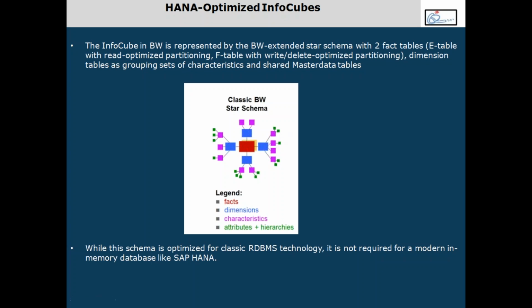So that is how you have the old star schema of the normal cube. You'll have the F table and E table connected to your dimension tables, the dimension tables connected to your SIDs, and SIDs connected to your master data objects.